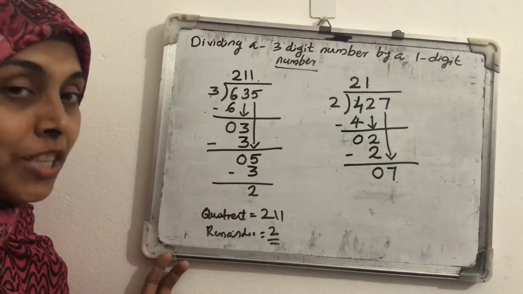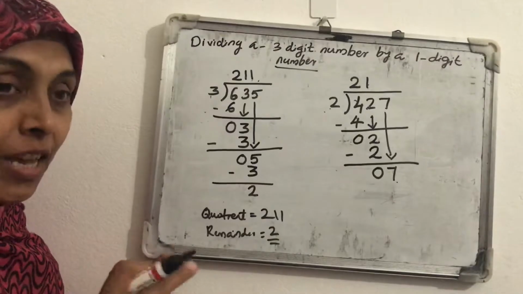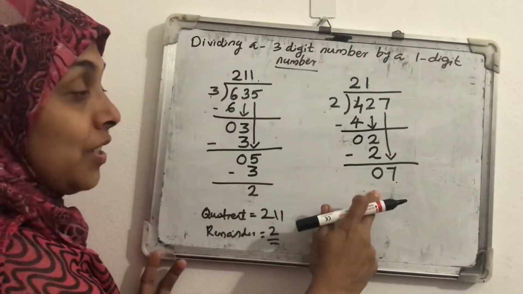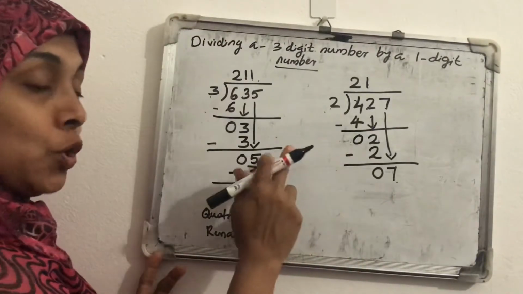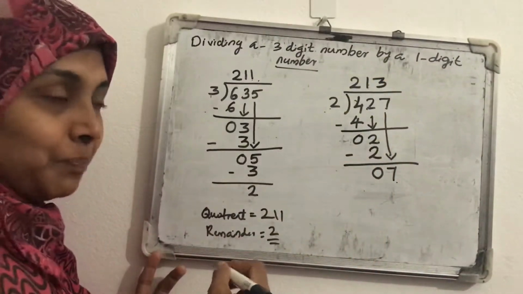How many 2's in 7? Only 3. 3 into 2, we know that is 6. But 4 into 2 is 8. That is greater than 7. So we can take only 3, since 7 divided by 2 will be 3. So that we write in the quotient part.